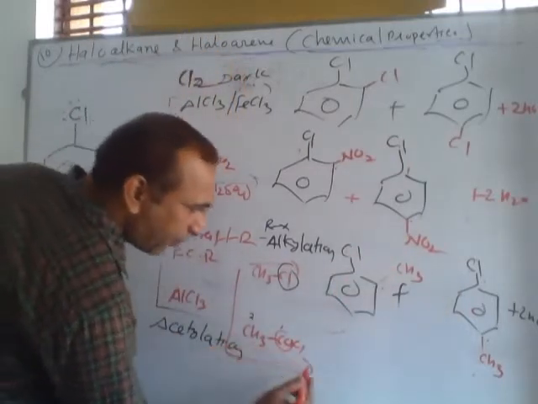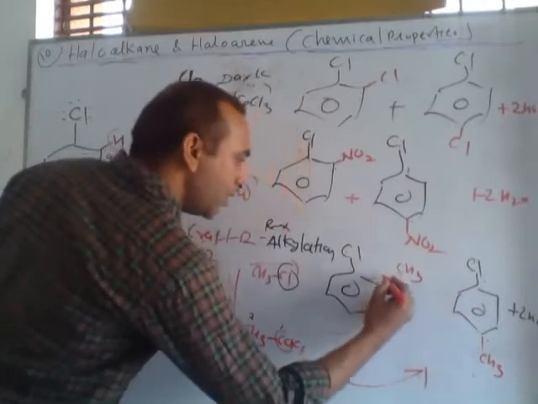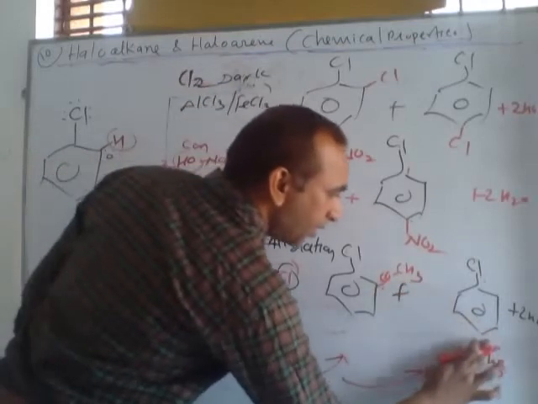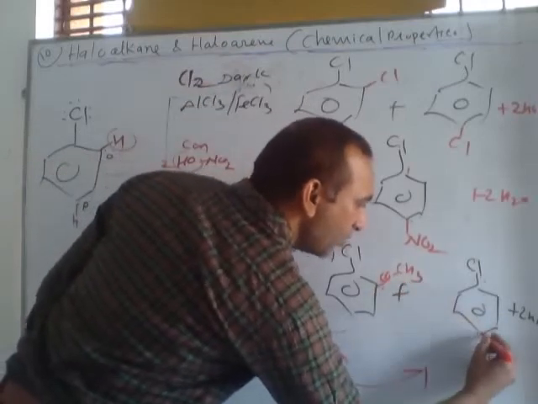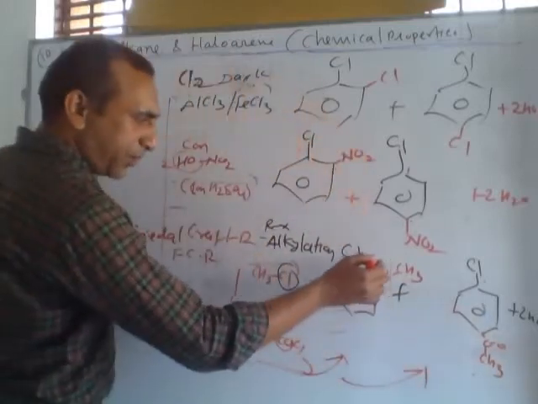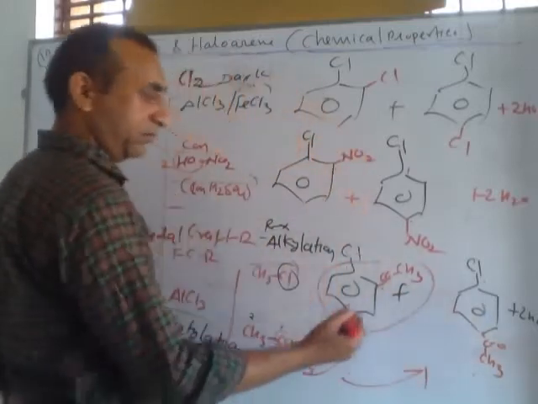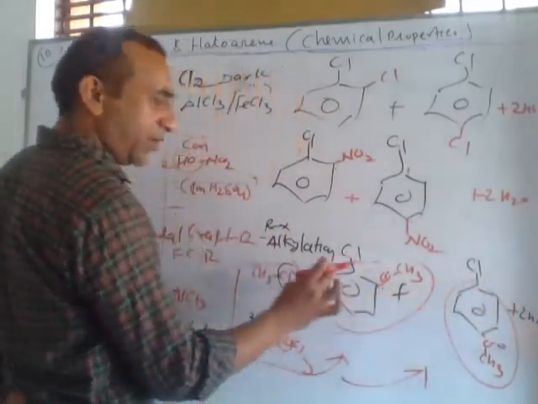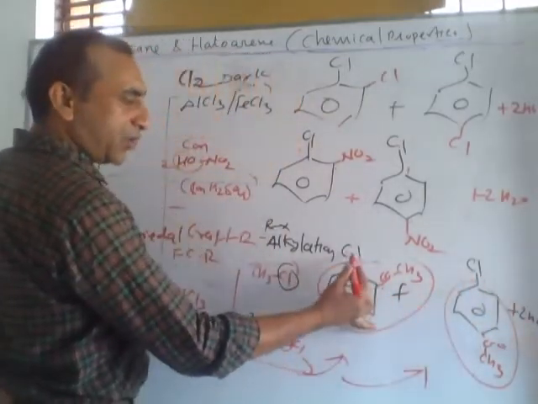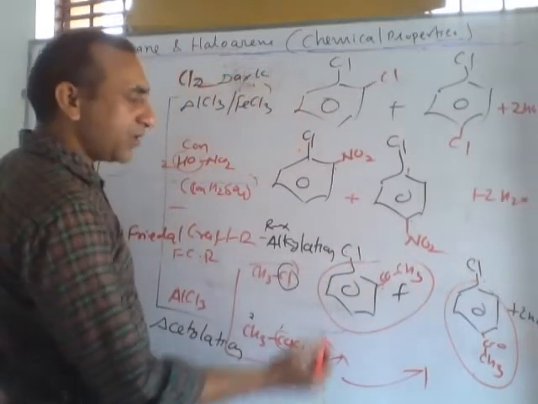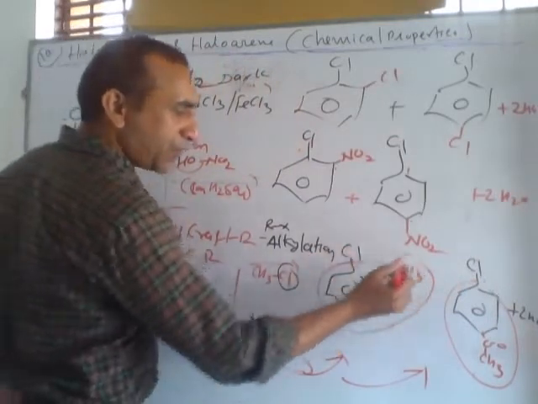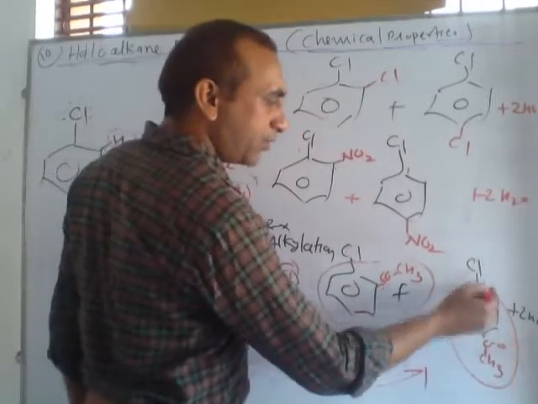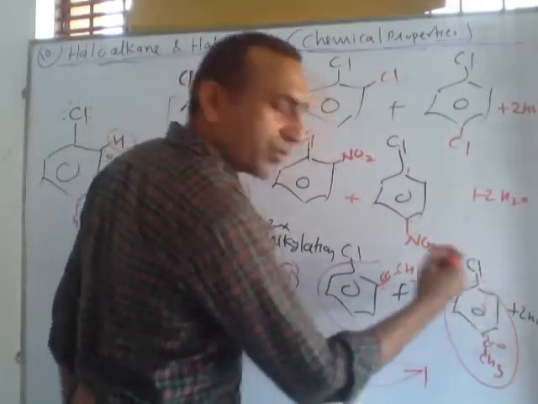With this reaction the compound will form this type. Here the CO group is added, C double bond O with C. So this compound is called acetophenone. In acetophenone, in the first product there is chlorine on the second carbon, so we can say 2-chloroacetophenone, and this compound is 4-chloroacetophenone.